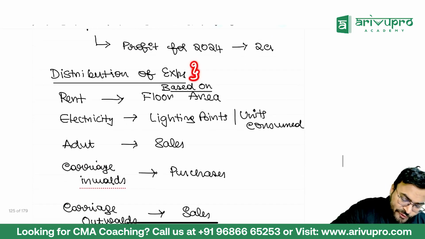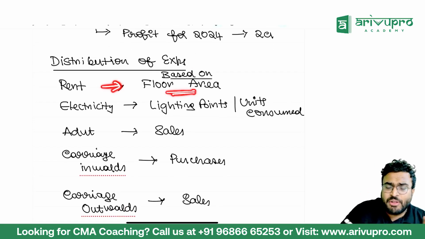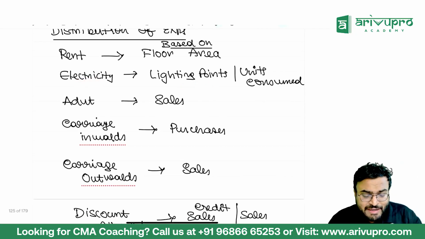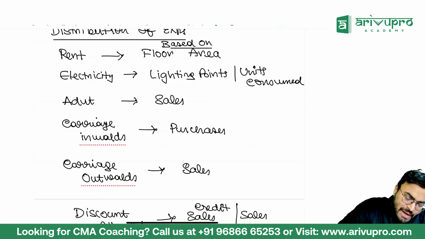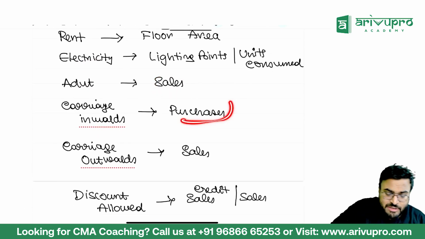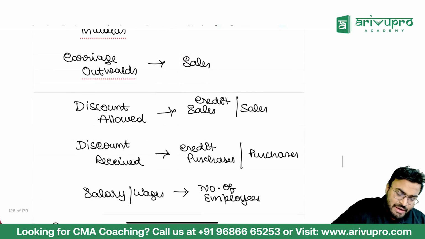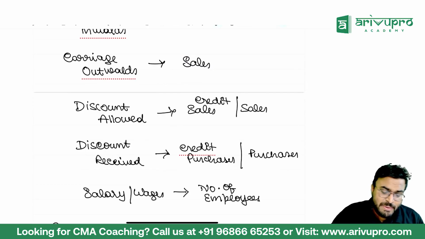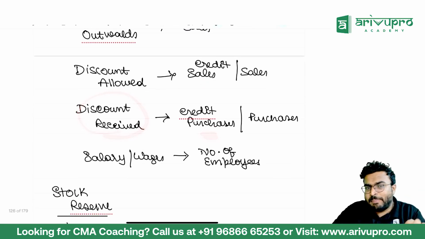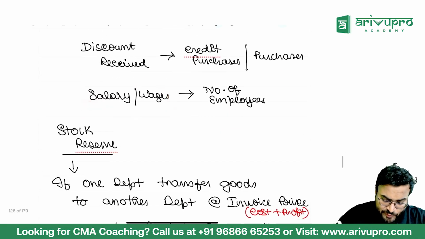Okay, distribution of expenses. Now, if there is rent given, usually it is distributed on the basis of floor area. Electricity given, it is distributed on the basis of lighting points or units consumed. Advertisement is based on sales. Carriage inward is based on purchase. Carriage outward is based on sales. Discount allowed is based on credit sales or sales. Discount received is based on credit purchase or purchases. Salary and wages is based on number of employees.